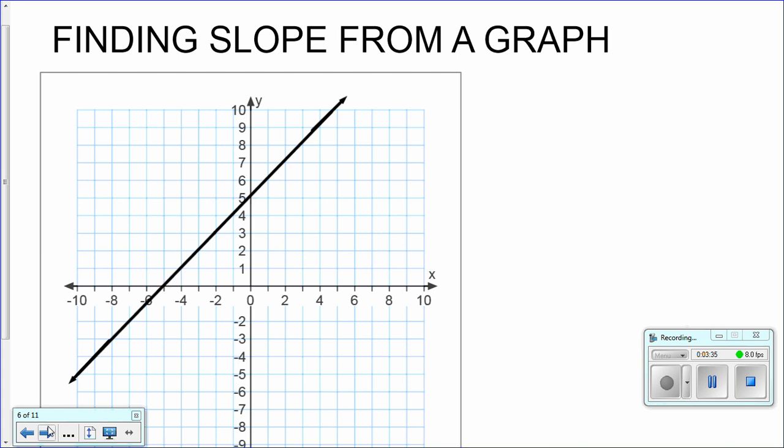So we want to pick 2 points. Some points will be very easy to see. You want to find them on these intersections of the grid marks. Sometimes they're not always that easy. So what I go for is usually the x and y intercept, which are pretty easy to spot. So I usually pick those 2 points and just do it from there. So first I need to do my vertical change.